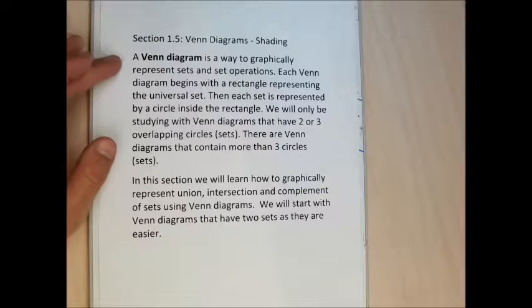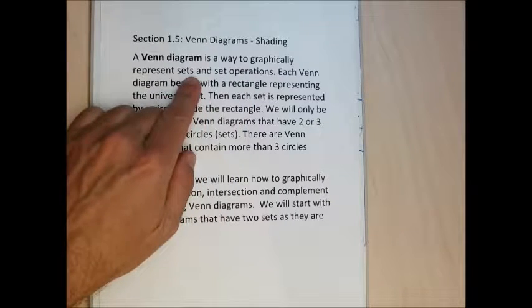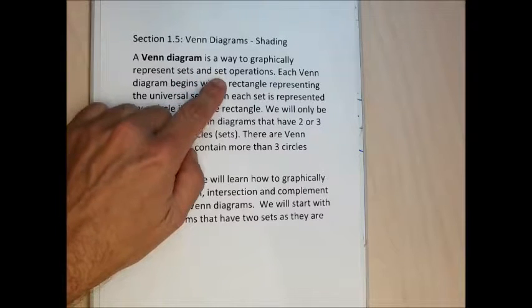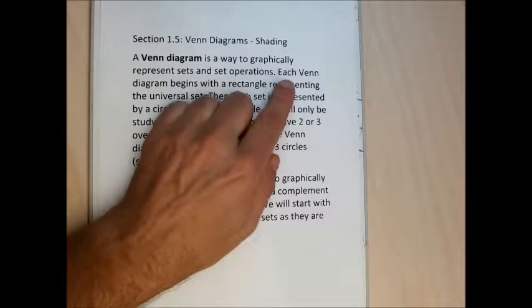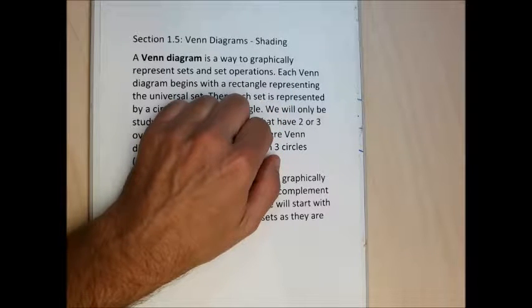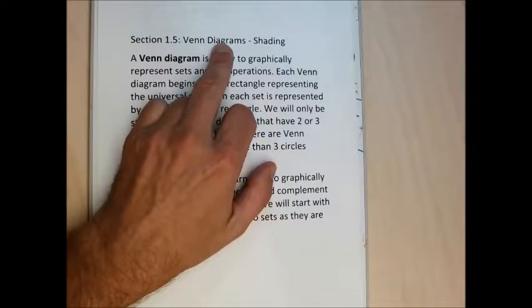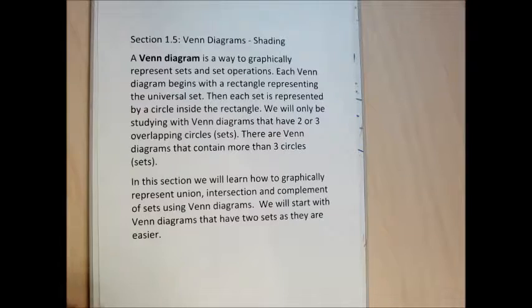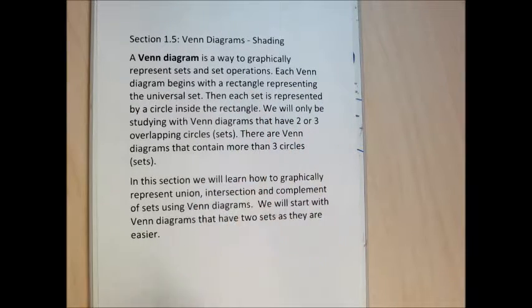So a Venn diagram is actually a picture or a way to graphically represent sets and set operations like complement, intersection, and union. And in our class, when we try to draw a picture that represents a group of sets, which is a Venn diagram, it's just a picture that represents some group of sets, we usually start by drawing a rectangle representing the universal set.